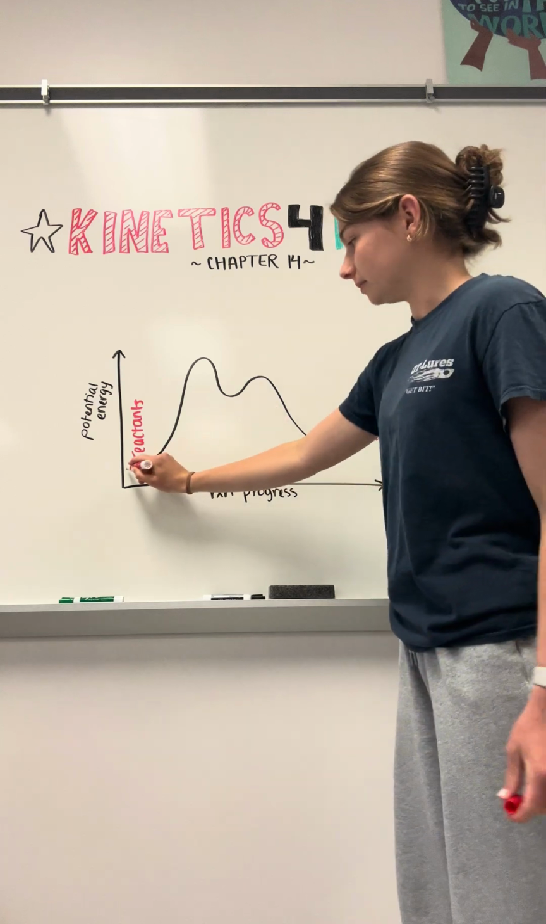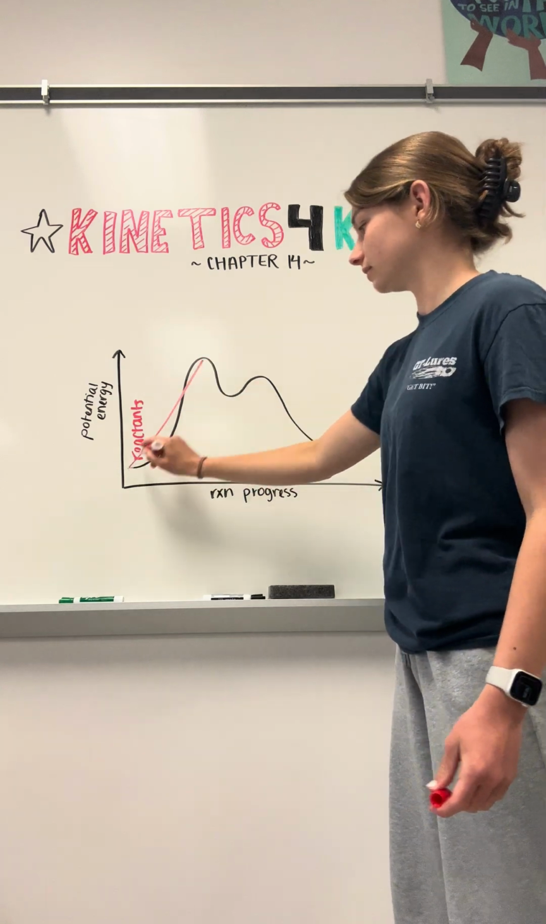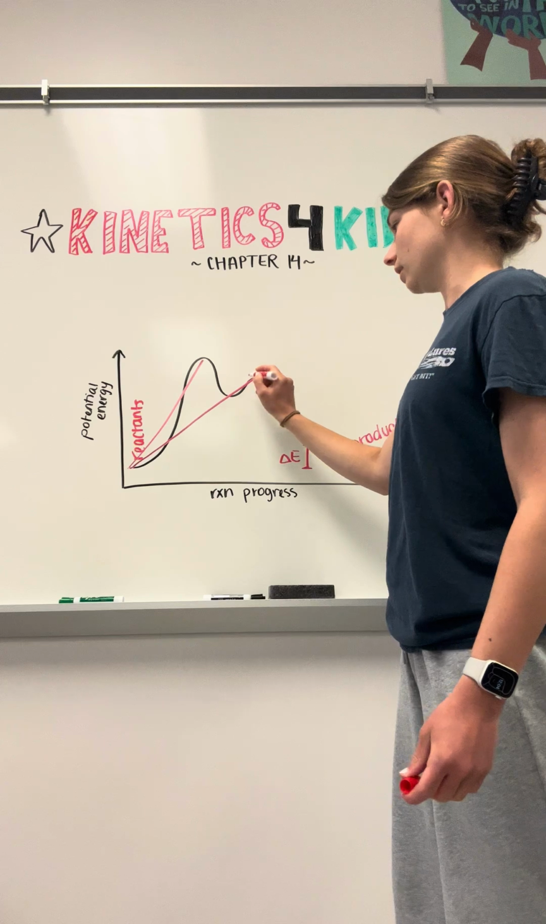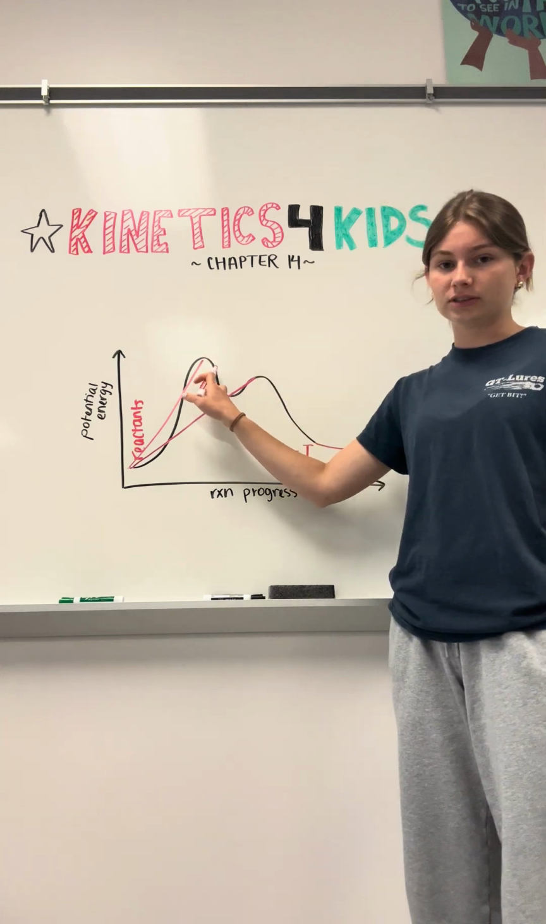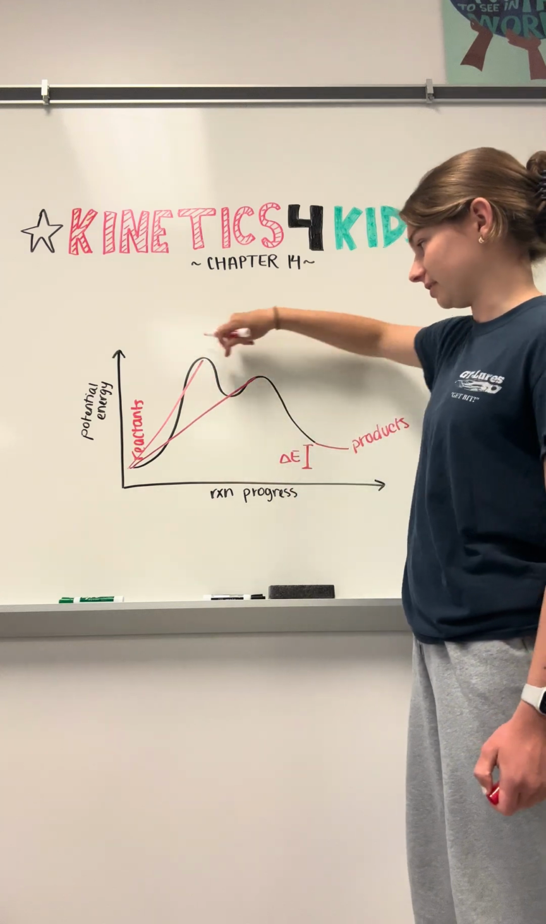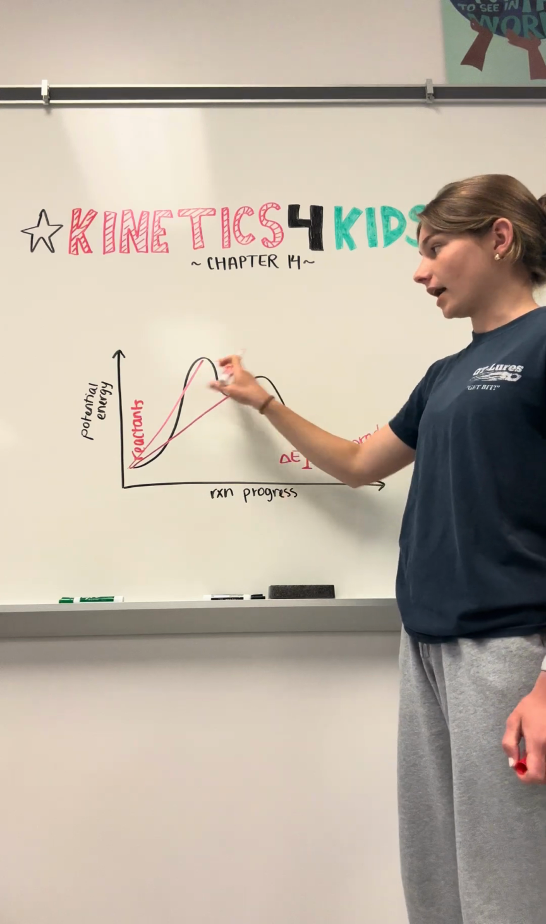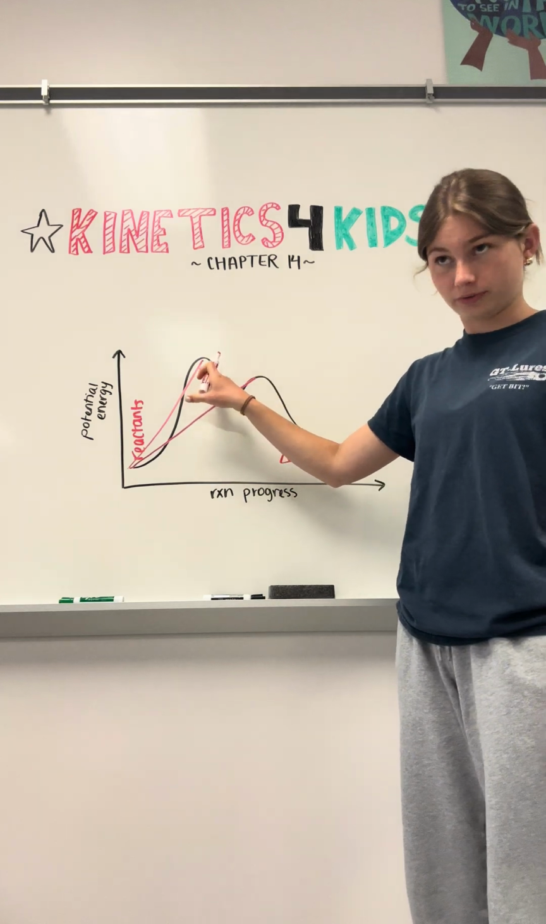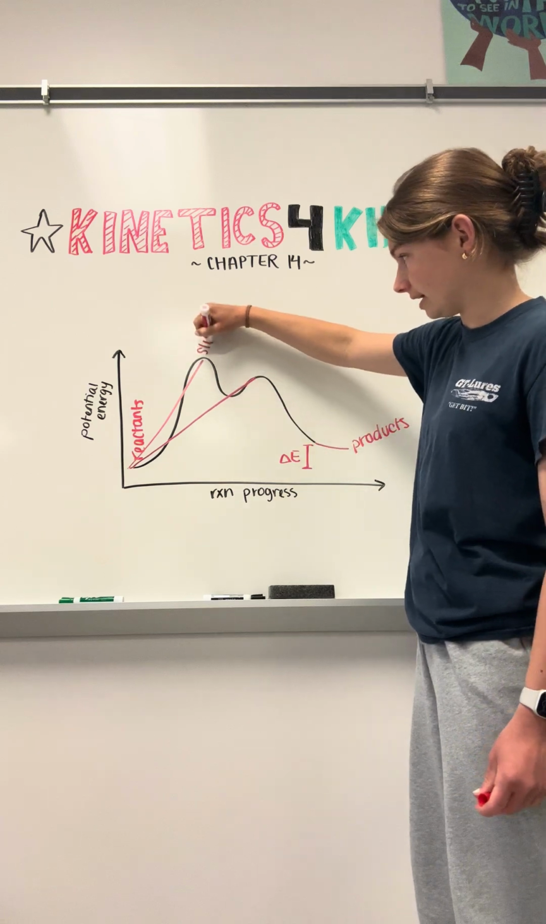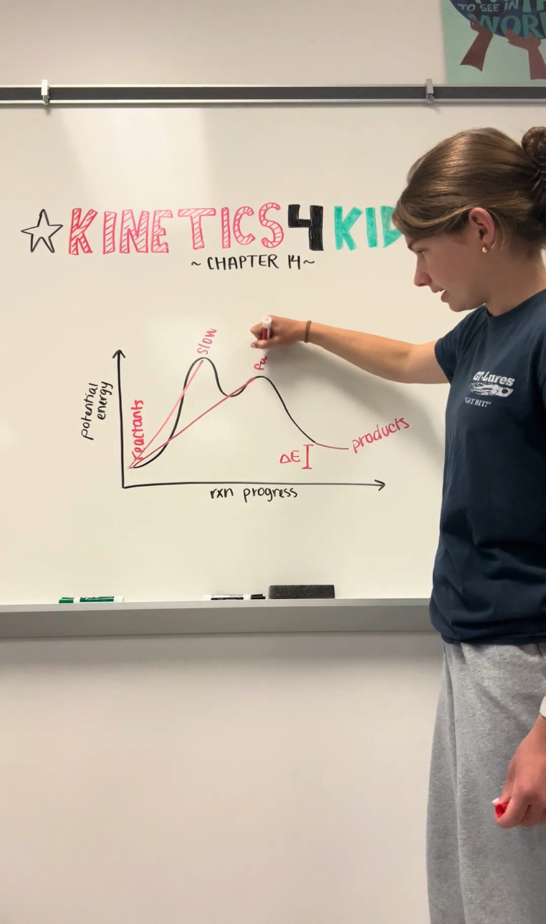So we have two humps right here. Each of these is the activation energy for each of the respective steps. So this is our first step, and this is our second step of the reaction. At these steps, the higher the step is the slow, rate-determining step. So this is going to be our slow step. This is going to be our fast step.